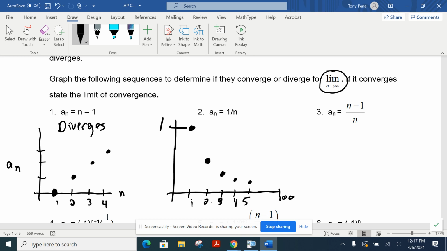Does this appear to be approaching a limiting value? Yeah. So we would say that this one converges, and it's converging to, what would that limiting value be? 0. So we would say that that sequence converges to 0.